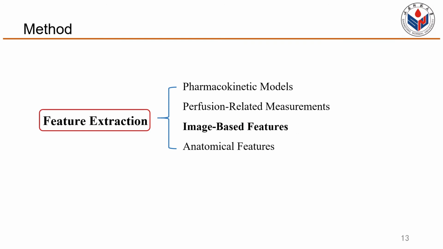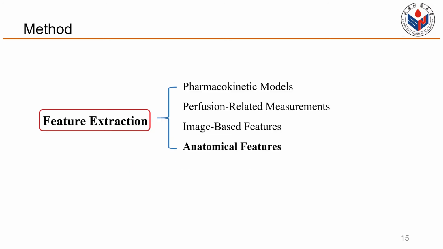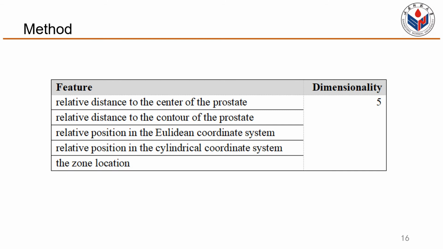Then we extracted the image-based features such as the intensity, the statistical features, the gradient-based features, edges, filter responses, and the texture descriptors from each series of the DCE MRI. The dimensionality for each category of features is listed in the table. Finally, 5 anatomical features, including the relative distance to the center and the contour of the prostate, the relative position in the Euclidean and the cylindrical coordinate systems, and the zone location are extracted.